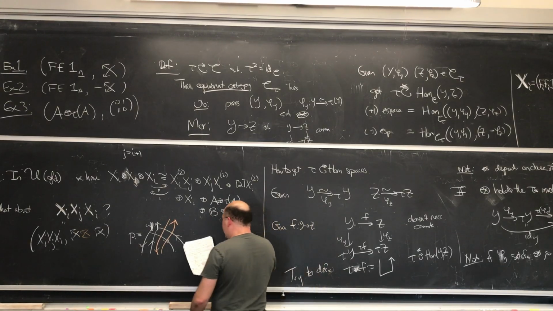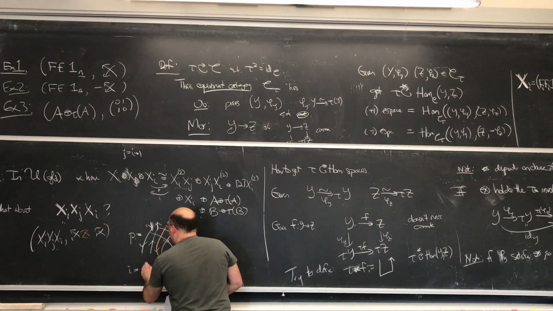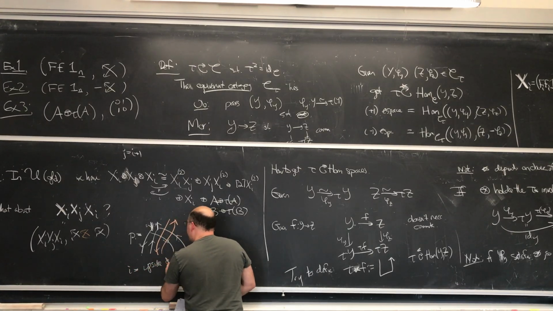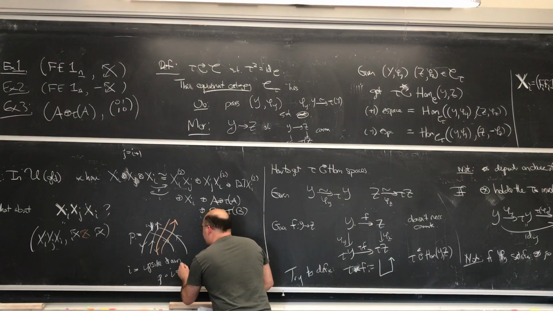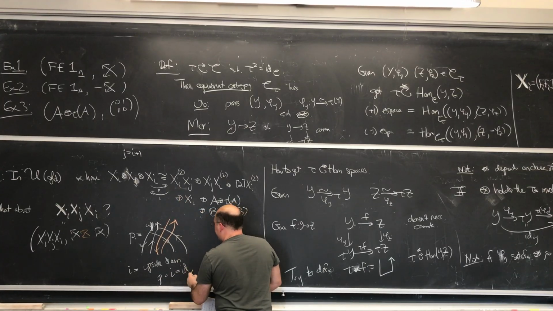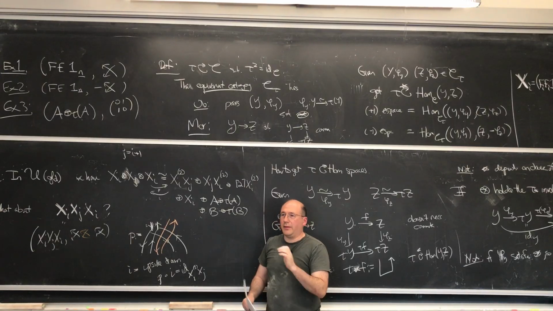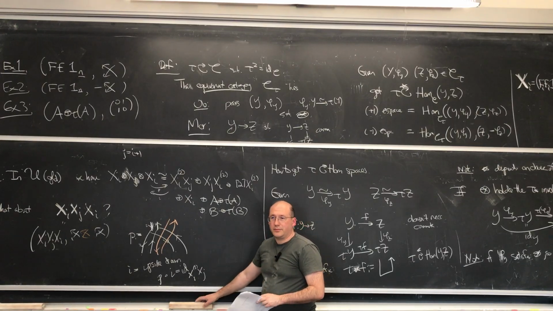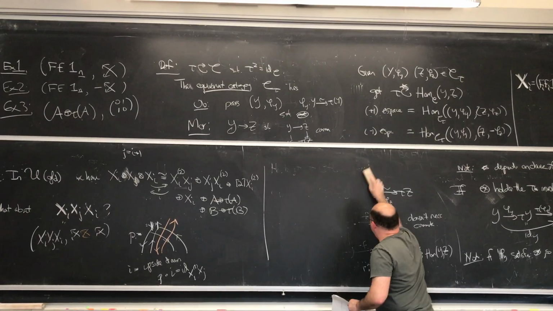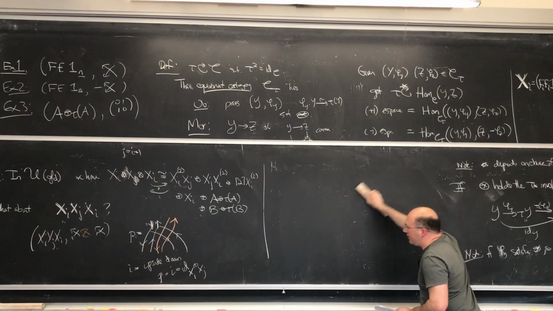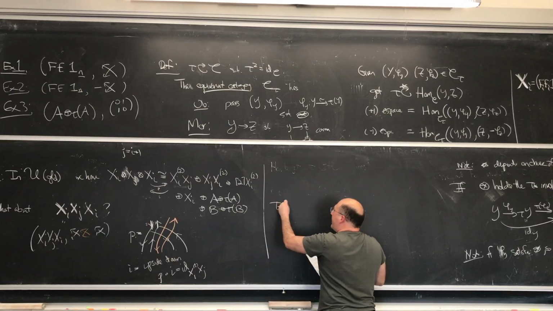So let's compute tau star of p. The inclusion i is going to be the same thing upside down. And I claim that you can compute that i composed with p is the identity of this thing. That's a computation in this calculus.